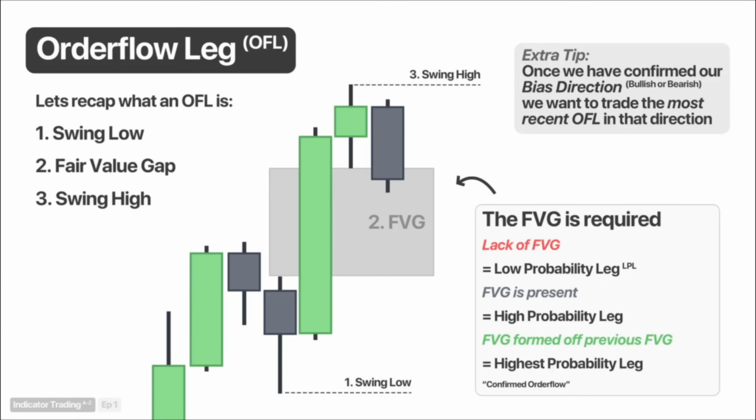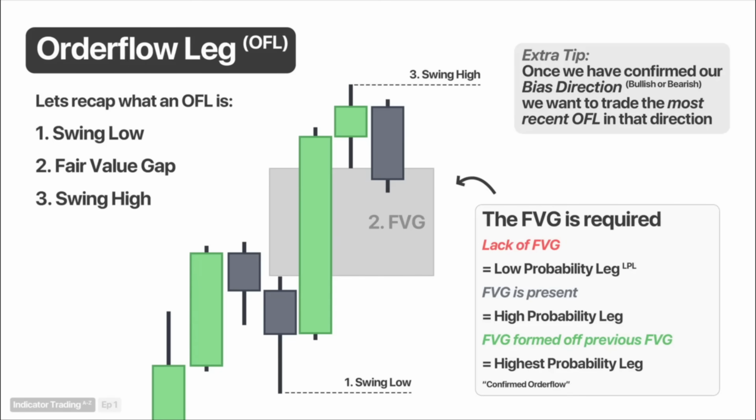but now let's first understand the most important thing here, how to actually identify an order flow leg, and we can just call it OFL for short. And what an order flow leg comprises of is a swing low to a swing high with a fair value gap in the middle, in between the swing points, which is what the image in front of you is. You have a swing low, and then you have a swing high with a fair value gap in the middle. If you remove the fair value gap from this leg, this would not be an order flow leg. It's simply a low probability leg, right? The FVG is required here, and the lack of a fair value gap makes it low probability.